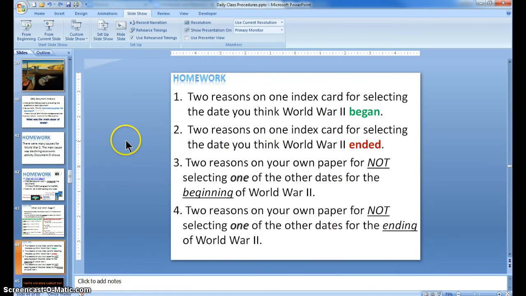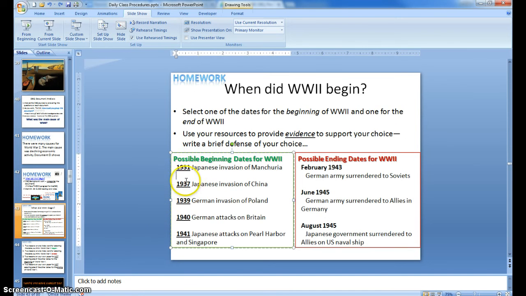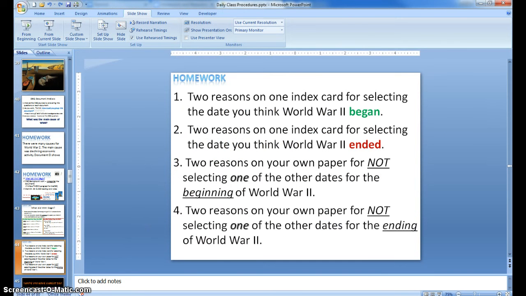Then you've got it all. It's sort of like a rough draft for you. You've got 2 index cards now. On one index card, write 2 reasons why you think it began in, let's say, that year or whatever. 2 reasons on the index card. Doesn't matter what side. Put them both on the same side. Then write 2 reasons on the other card for why you think it ended, in the year that you think it ended in.